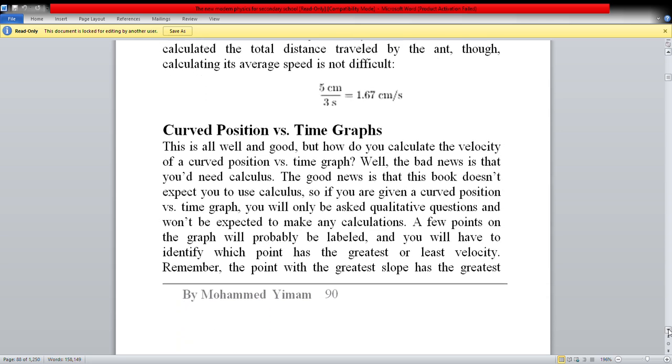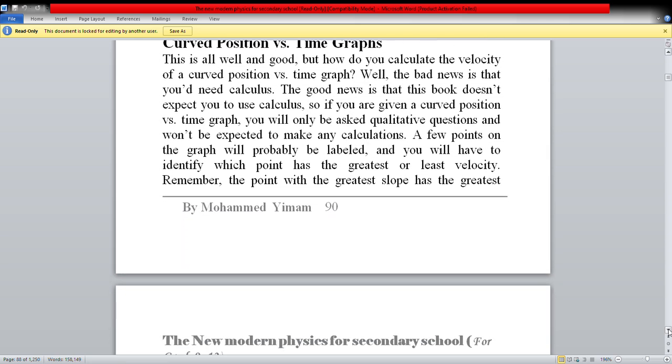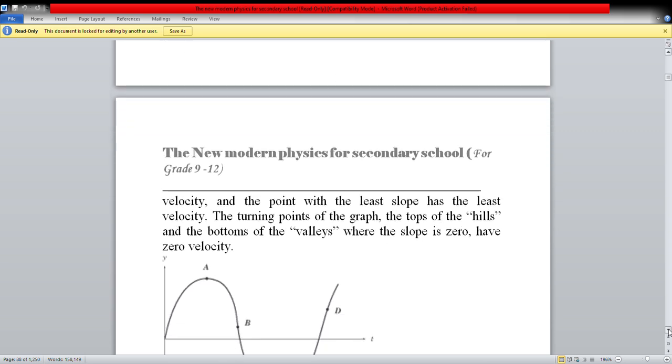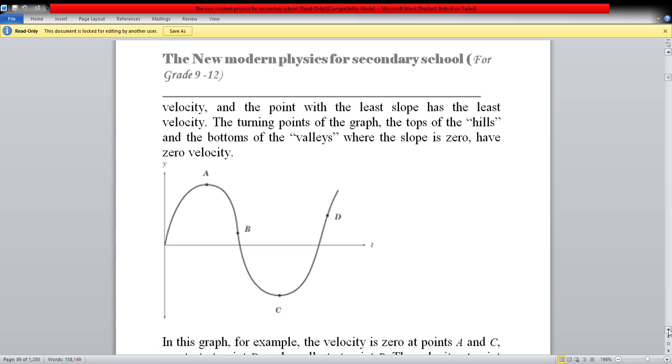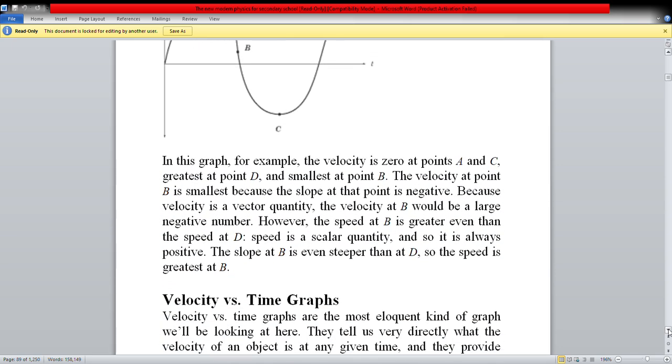Curved position versus time graphs. You can see this graph. These are curved position versus time graphs, and we can learn many things from them. Velocity versus time graph.